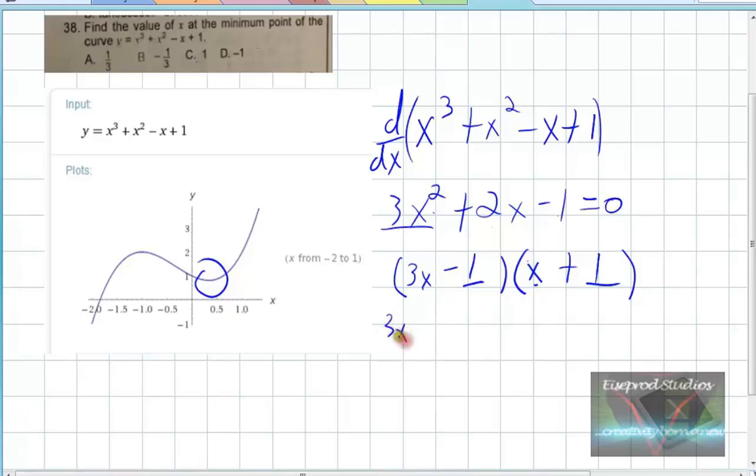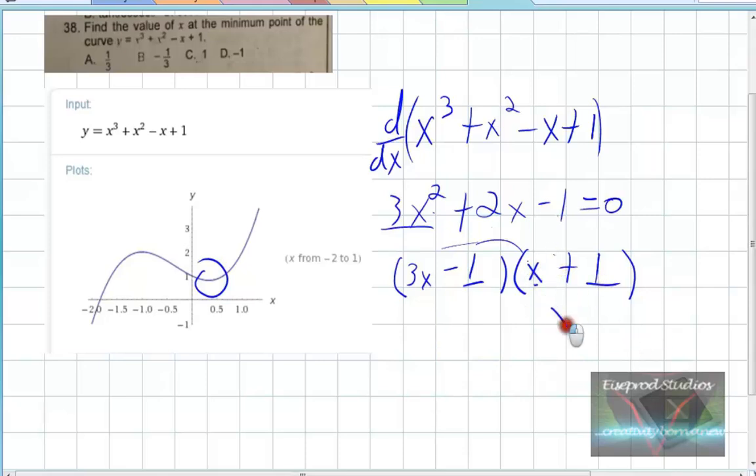So we'll get 3x squared, then the outer terms, plus 3x, the inner terms, minus x, and then minus 1. So when we simplify this, we get 3x squared plus 2x minus 1, which is what we started with. So we did it right. So I can get rid of these two now. So now we can set each of these two quantities equal to 0 and figure out what x is.